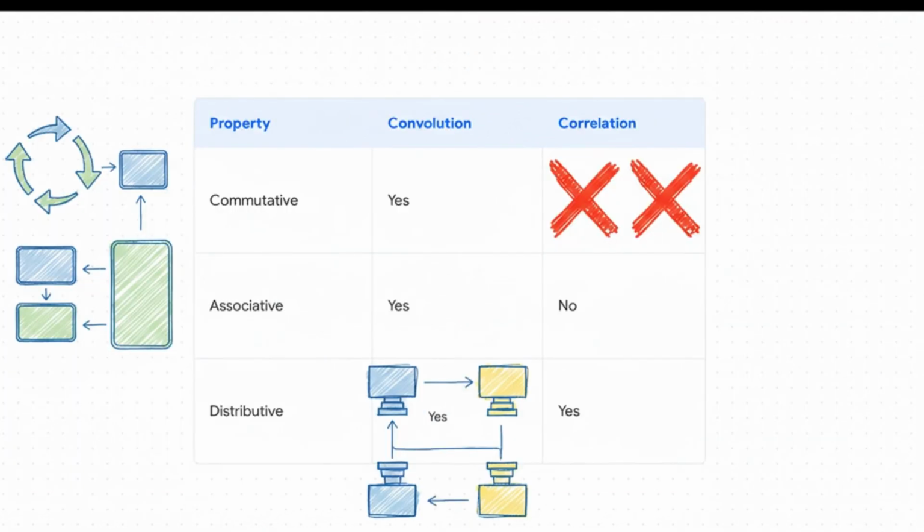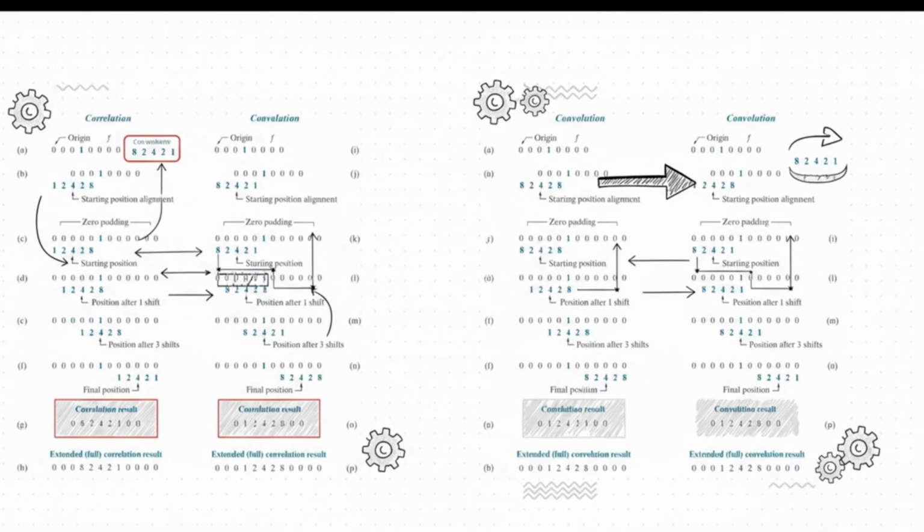That flip also gives convolution some really important mathematical superpowers that correlation just doesn't have. It's commutative and associative. What does that mean for us? Well, it means with convolution, the order you apply your filters in doesn't matter, and you can even combine a bunch of filters into one big one before you start. That makes it way more efficient and powerful for complex effects. Correlation can't do that.